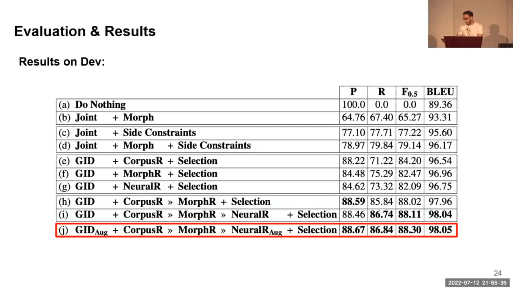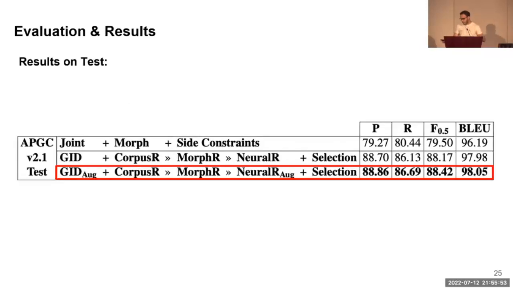Now we take this best model and we retrain the gender identification and neural components on augmented data of around 800,000 sentences. We have more details on that experiment in the paper. And this achieves around 88.3 F0.5. Now, in terms of the results on the test set, we observed a consistent conclusion, where the augmented model was the best performing model at 88.4.